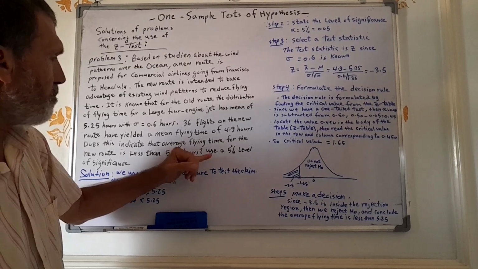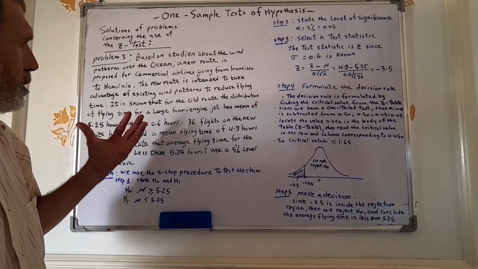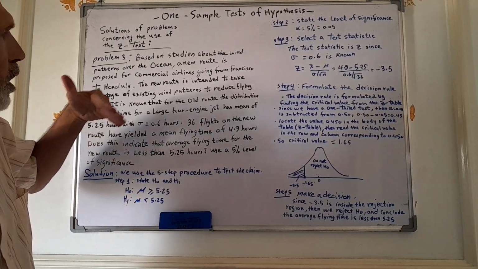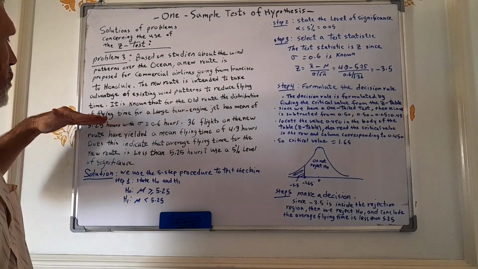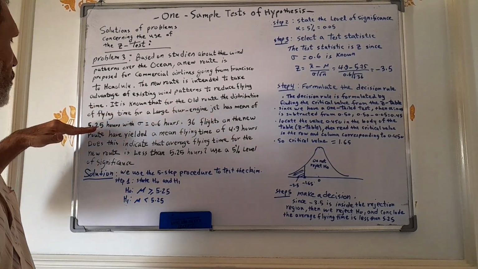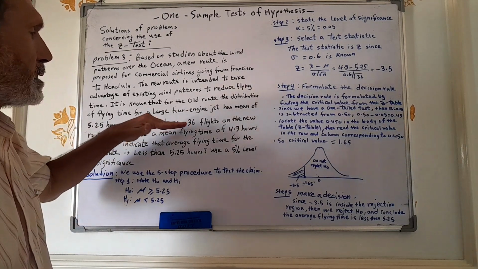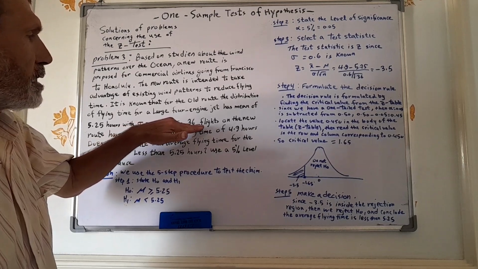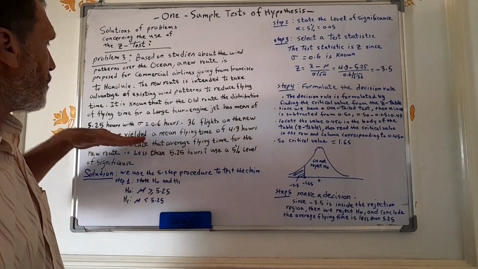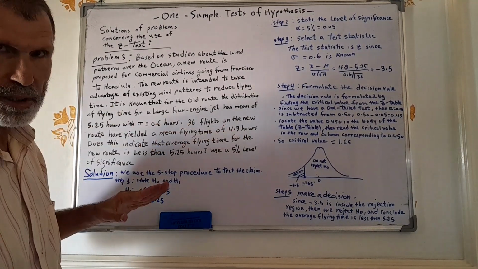Use a 5% level of significance. Now, according to the question, for the old route, the distribution of flying time for a large 4-engine jet has a mean of 5.25 hours. So now, when we take a sample of 36 flights on the new route, the mean flying time has been reduced to 4.9 hours.